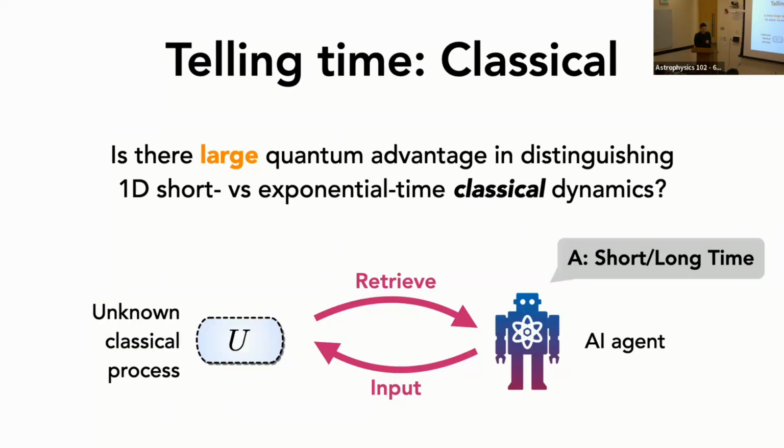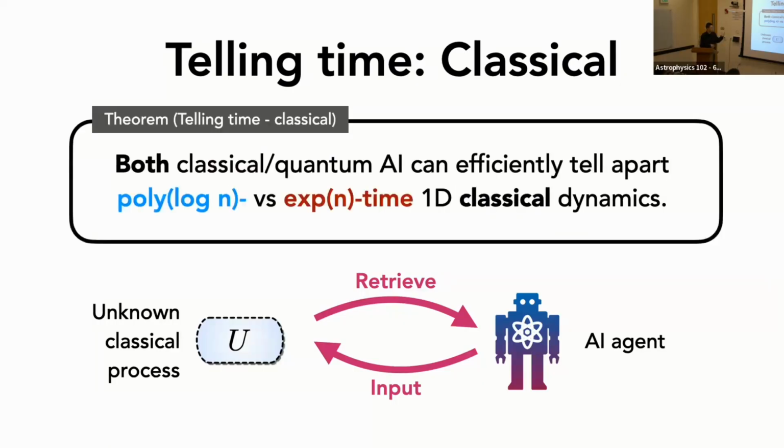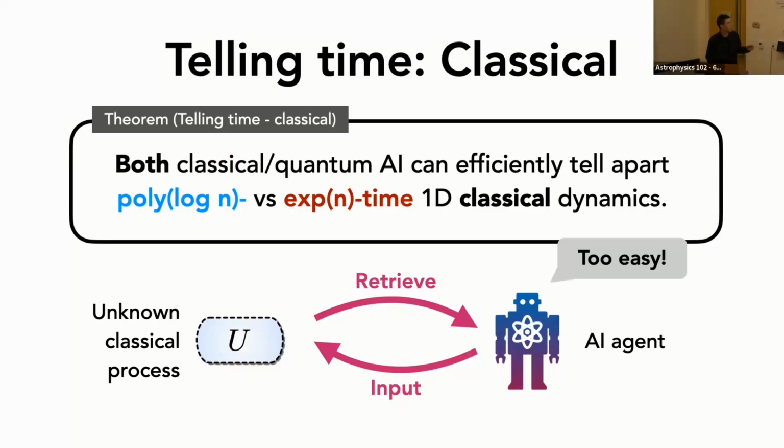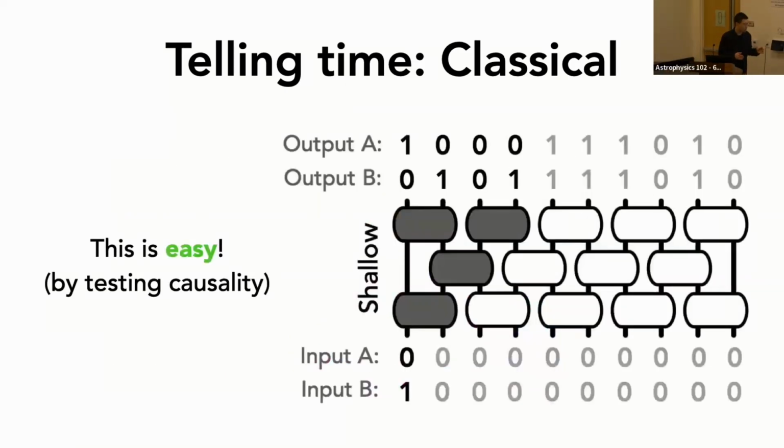In this case, it's actually not hard to show that both classical and quantum AI agents can efficiently tell apart short time versus exponential time 1D classical dynamics, because this task is very easy. It's in a way too easy to host any quantum advantage. So what is the algorithm to do it? Essentially, the classical AI agent can just input two states: the all-0 bit string, and another bit string which has a 1 in the first position and everything else 0.